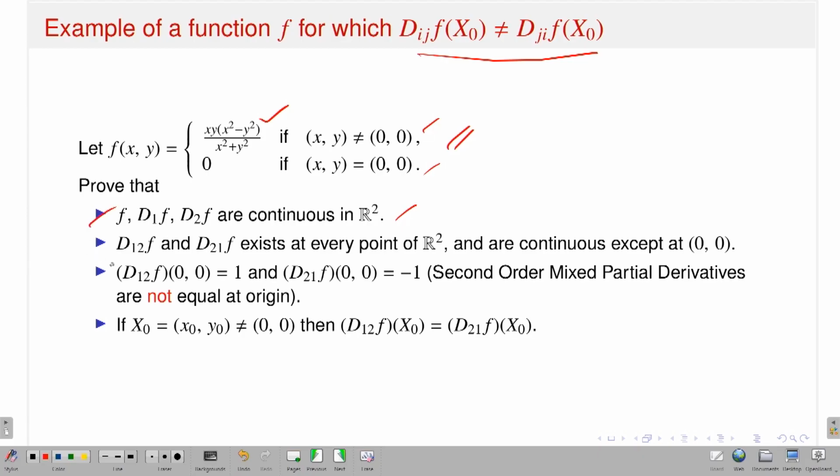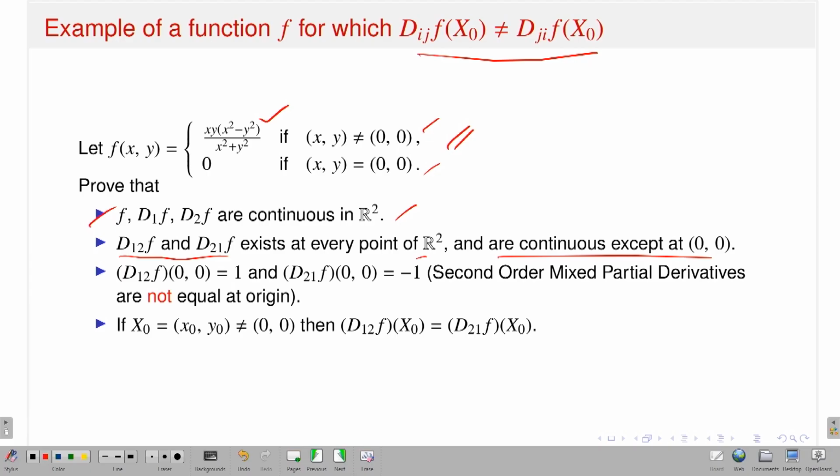Second, once the first order partial derivatives exist, I can talk about the second order partial derivatives, that means D2D1 f. I said this should exist at every point. One has to check that for this function, the mixed partial derivative exists at every point on R2 and is continuous except at the point (0, 0). If I calculate D12 and D21, again they will be functions from R2 to R. However, this function is not continuous at the point (0, 0).